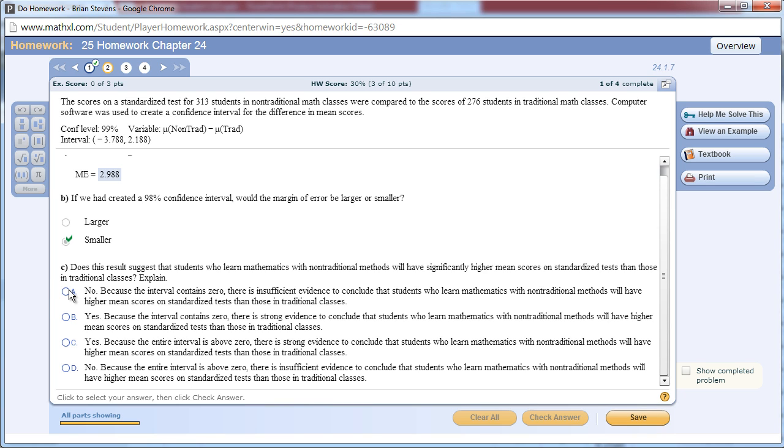So no, because the interval contains 0, and that's all I need to read. The results are not significant because we can't conclude there is a difference, because we're saying 0 is a possibility. So since 0 is a possibility, well, non-traditional could be doing worse, or it could be doing better, or it could be having no difference at all. We don't know. We're 99% confident the difference is contained in this interval, but the difference could go multiple ways.